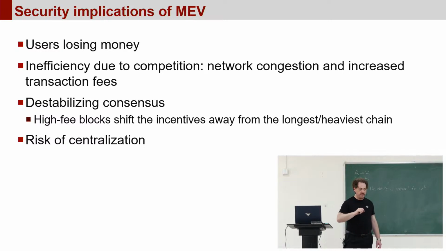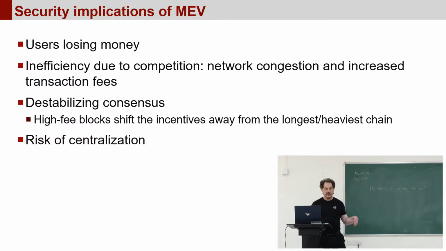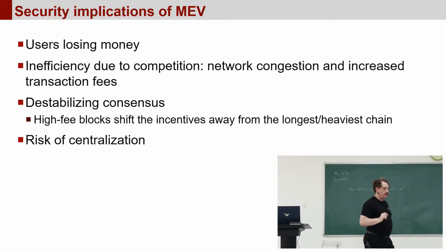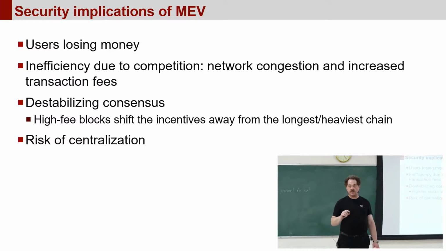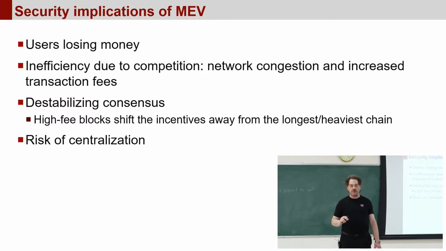Normally the fees are much lower than the block creation reward. But in case of MEV, because of financial incentive, suddenly the fees can become very high and can compete with the block creation reward. If that happens, then high fee blocks shift the incentives away from the longest, heaviest chain. Because now, suddenly the individual miners may adopt not the longest block, but the block that gives the highest fees to them.